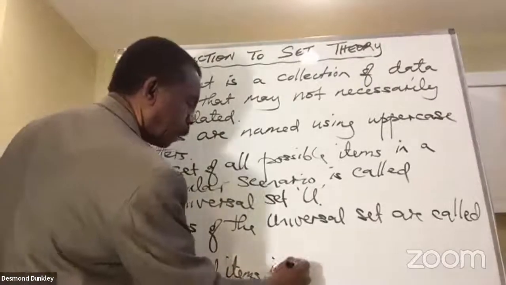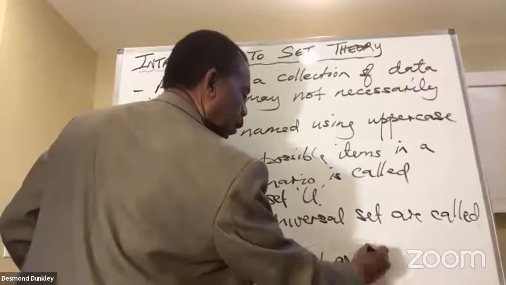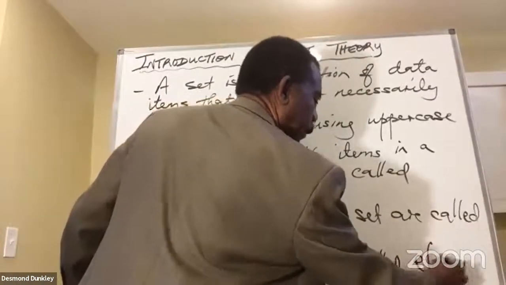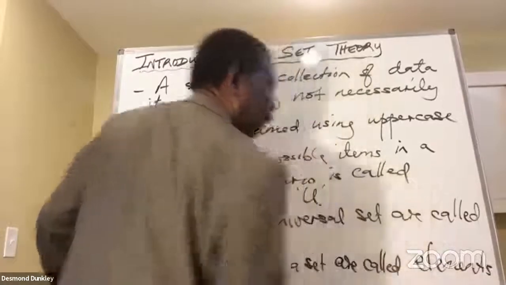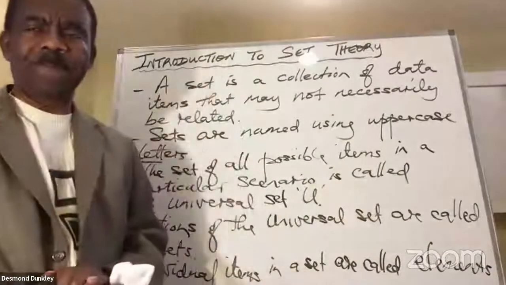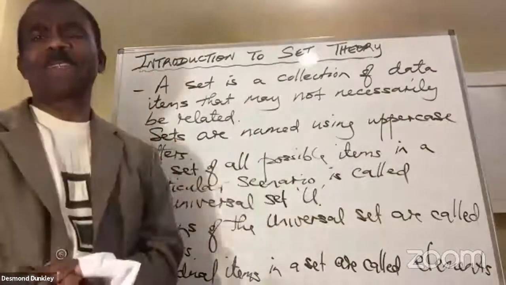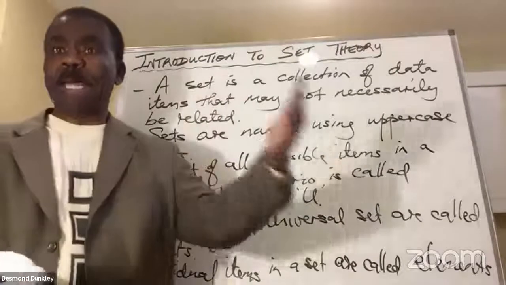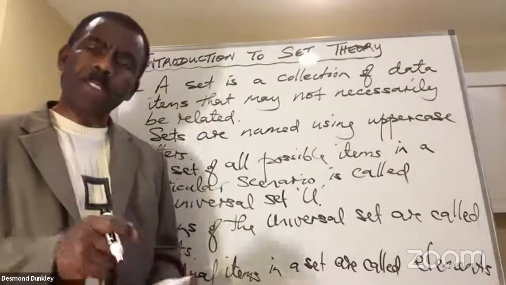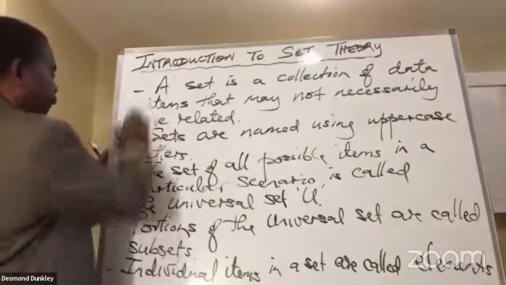So the individual items within a set, we call them elements. Okay, so a set might have 5 elements or 5 members. Another set might have 7 elements or 7 members. Okay? And then we mentioned subset. So let's use an example.